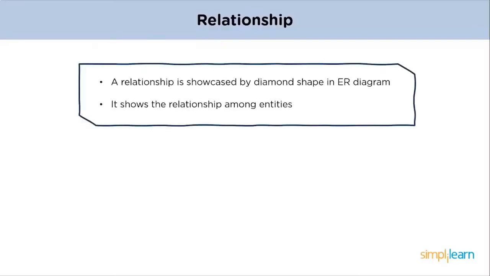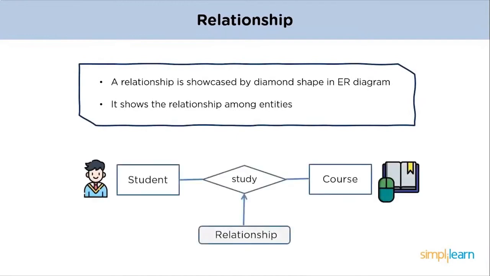A relationship is showcased by the diamond shape in the ER diagram. It depicts the relationship between two entities. In the below example, student, study, course. Here, both student and course are entities and study is the relationship between them. Now, let's go through the types of relationship.